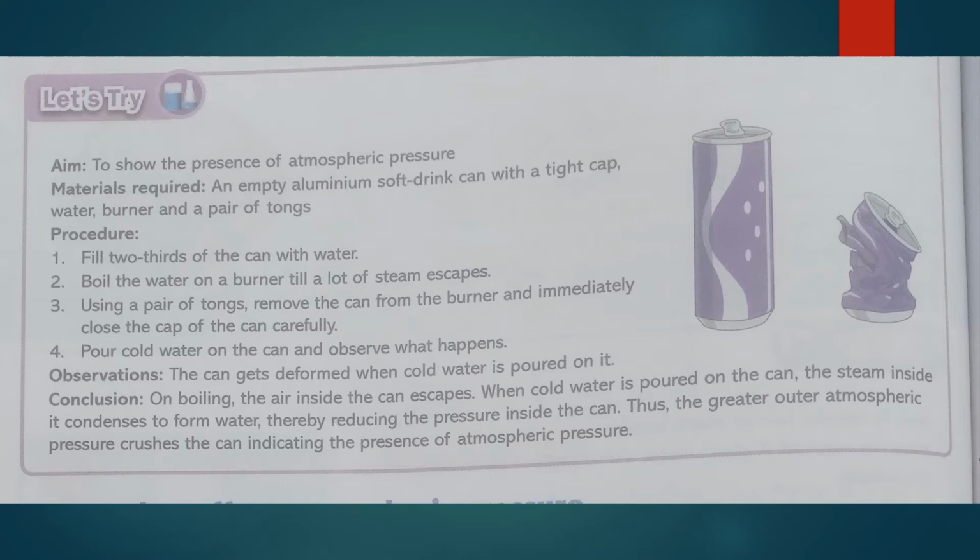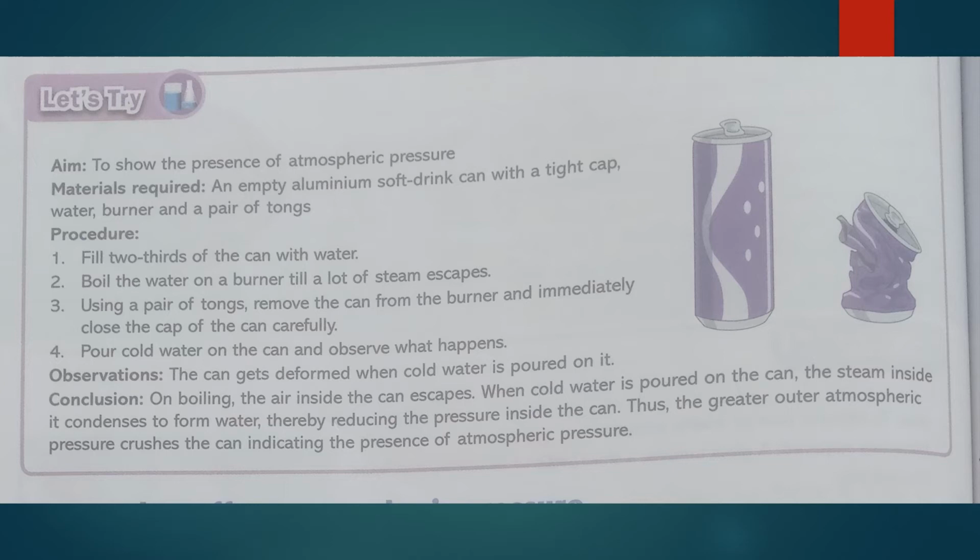Step number 3, now using a pair of tongs, remove the can from the burner and immediately close the cap of the can carefully. Now pour some cold water on the can and observe what happens. We will observe that the can gets deformed, as you see in the picture. The can gets deformed when you pour some cold water on this can.